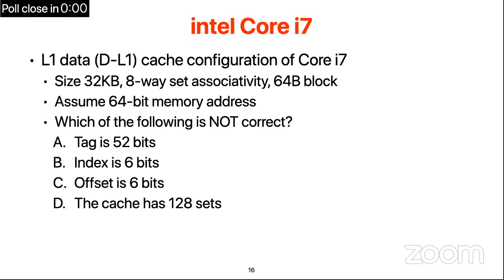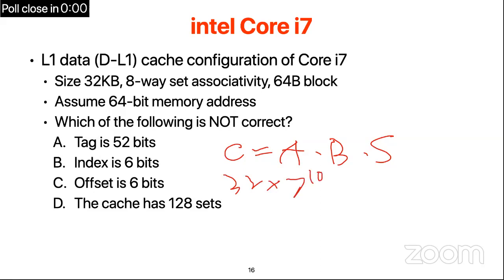For this, C is 32 kilobytes. Okay, first of all, write down C equals ABS. So 32 kilobytes, times 2 to the 10. And what's the A? A is 2 to the 3. How about B? Since it's a 64-byte block, it's 2 to the 6. And then S is the unknown, which we solve for. So what's the S now? It's 64, right?